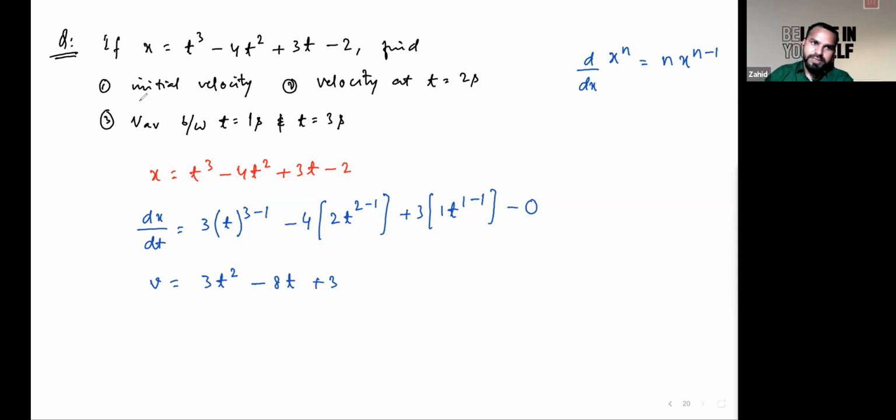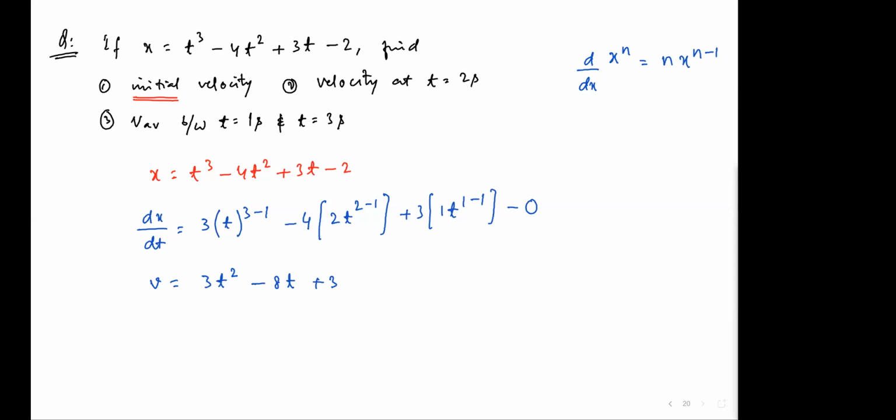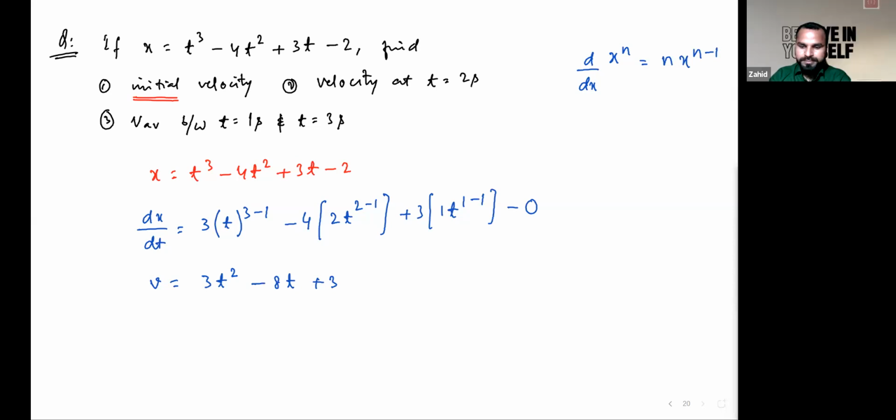In this first example, first part, we have to calculate initial velocity. Yusuf, what do you mean by initial velocity? At which instant is it said to be initial velocity? Sir, from the starting point. For which time? Of an object. For which time?